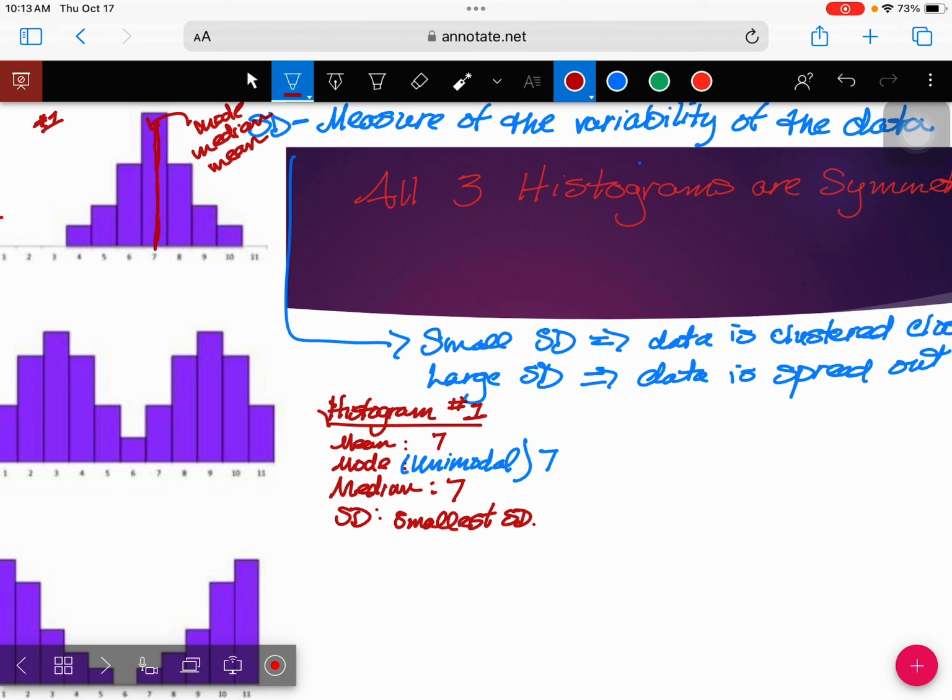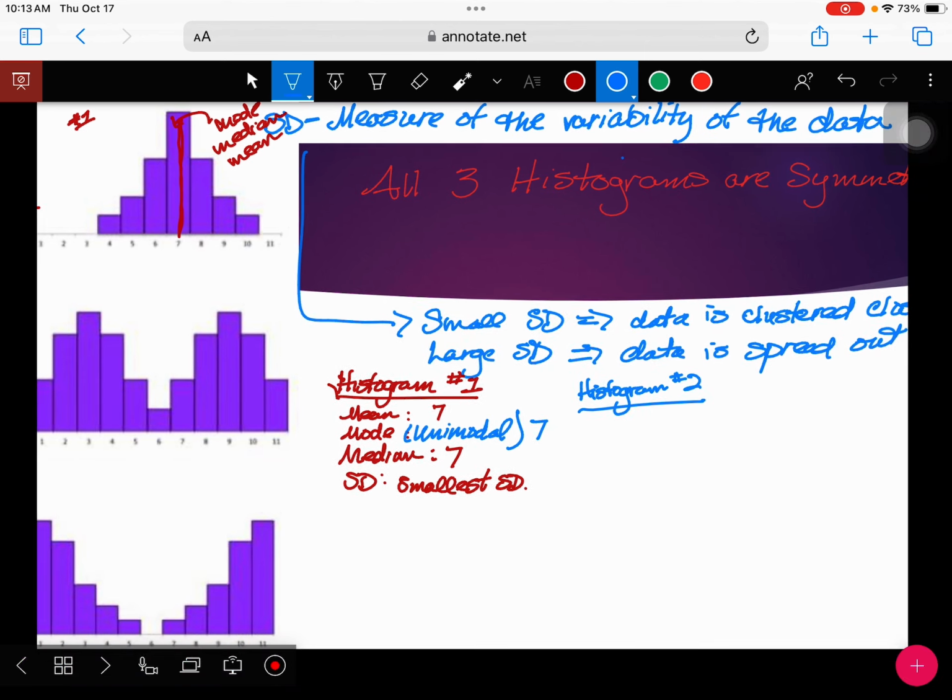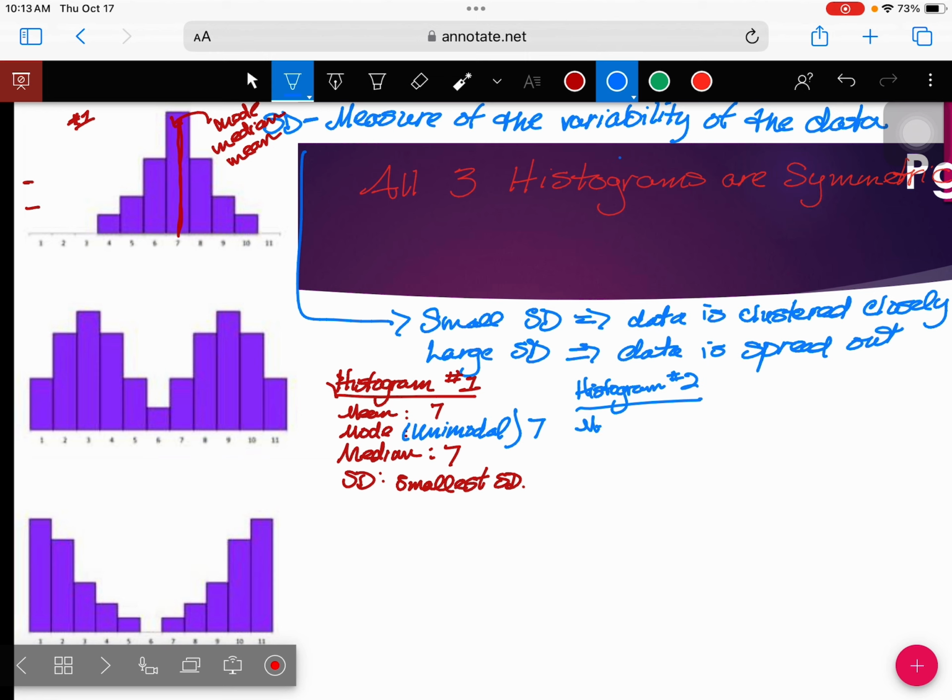Any questions about the first one? Let's take a look at histogram number 2. It's still symmetric. Let's see if we can figure out the mean, the median, the mode, and standard deviation. All right, what is my mean? Julian, what do you think? What's the mean for histogram number 2?